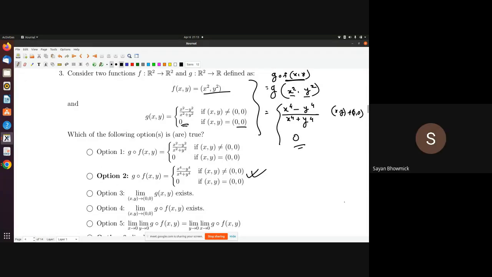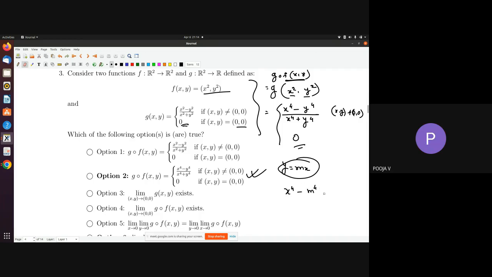Say second path dependent. And see, here also it is a rational function and both numerator and denominator have degree 4. Same degree. Right? So I can easily choose y equal to mx. And for different m, I will get different values. Correct? Anyone has any doubt?